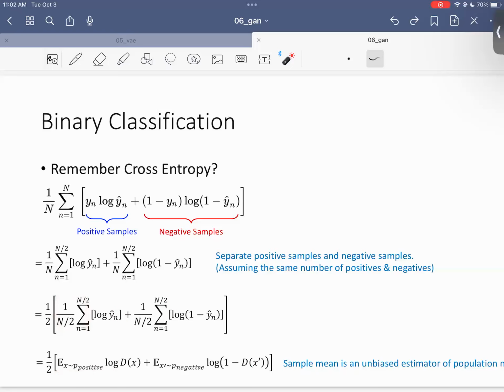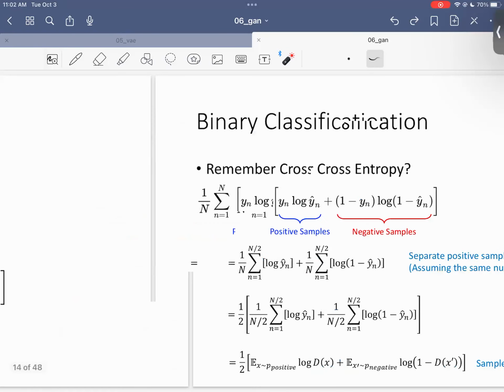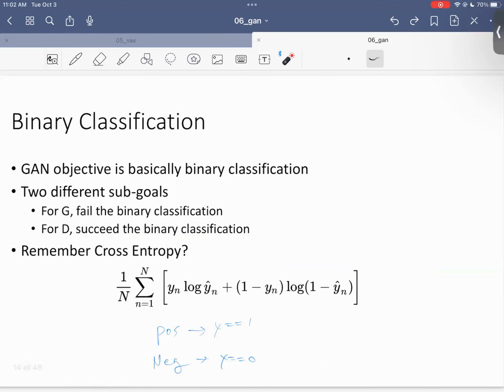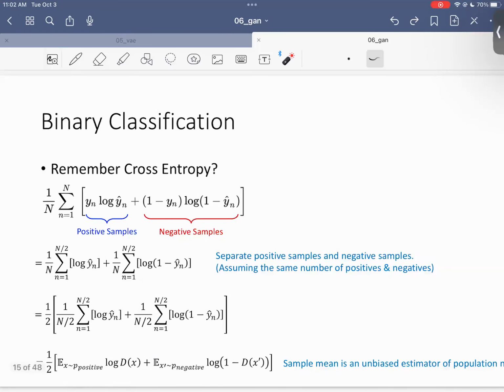So far so good, right? So we're just step by step manipulating the good old cross entropy. So we separate between the positive and negative, and then we do some simple manipulation, and then we turn this into a mean. If you're familiar with statistical theory, this is a sample mean, right? Sample mean is an unbiased estimator of the population mean. So we're trying to estimate the population mean by using this trick.